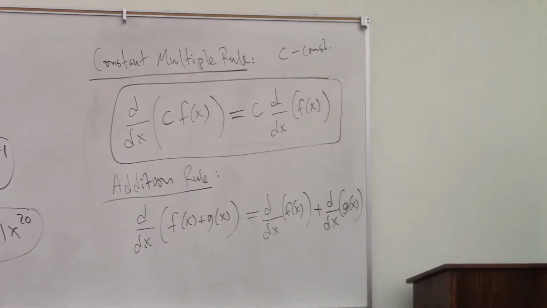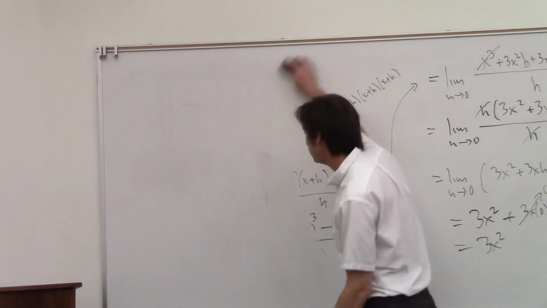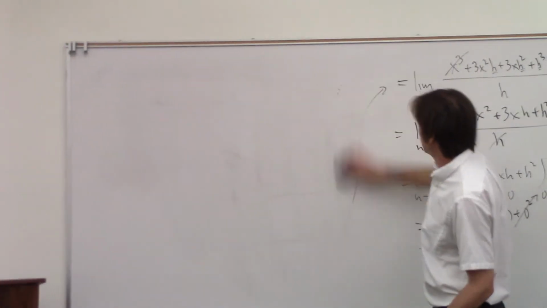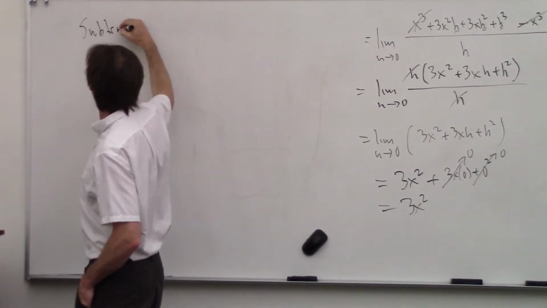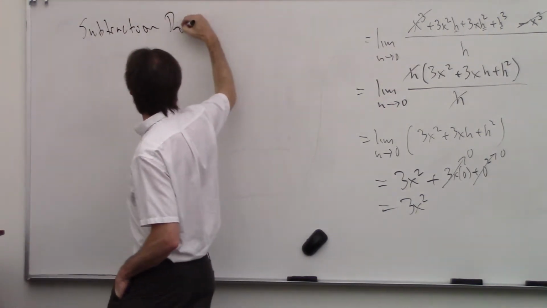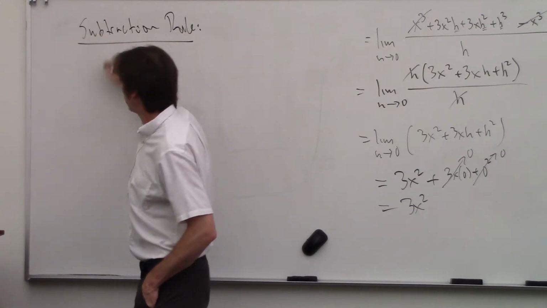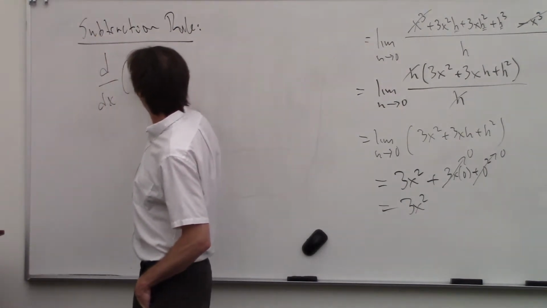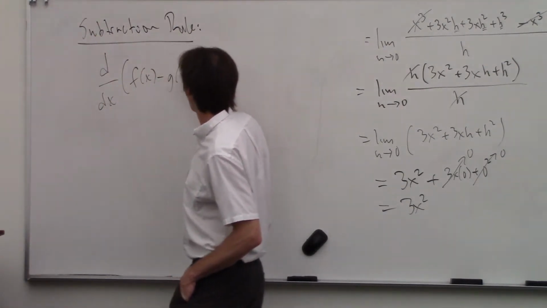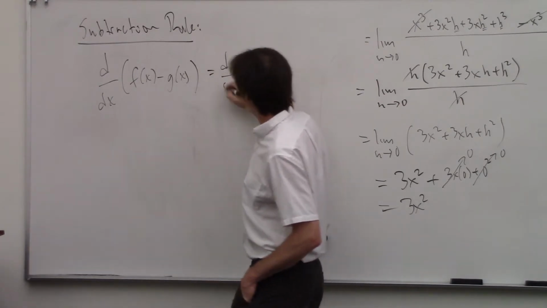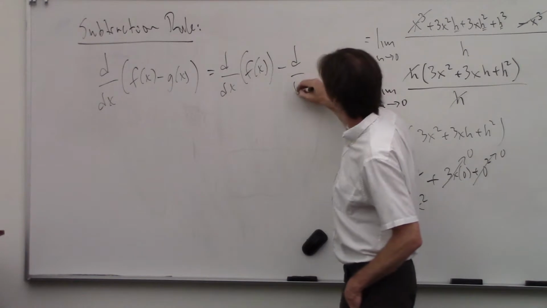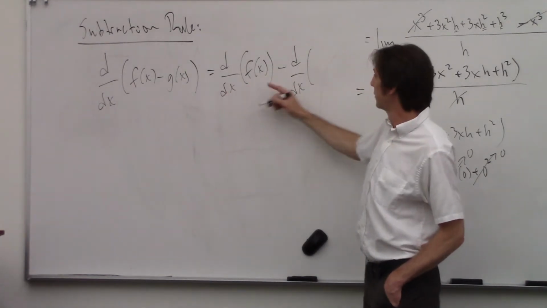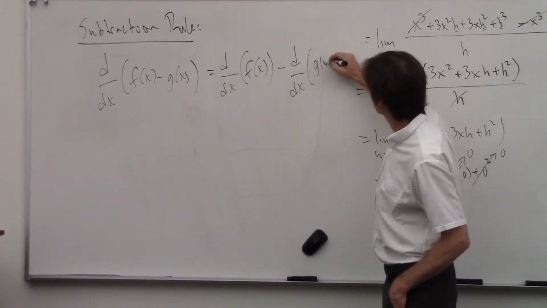As you can probably guess at this point, the same idea applies for subtraction. Okay, for the subtraction rule, we can say that d dx of f of x minus g of x is equal to the difference of the two derivatives themselves. In other words, d dx of f of x minus d dx of g of x.